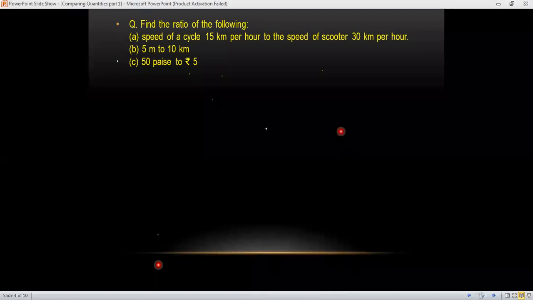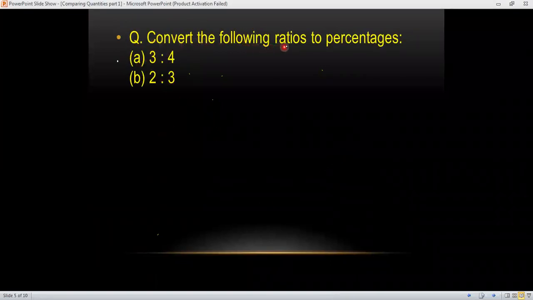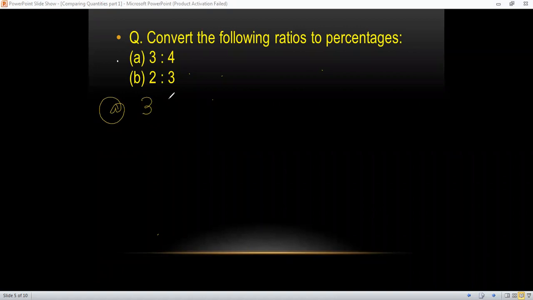Now let's see. Convert the following ratios to percentage. A, this is 3:4. 3:4 can also be written in fraction as 3/4. If I multiply the fraction with 100, we will find the percentage.